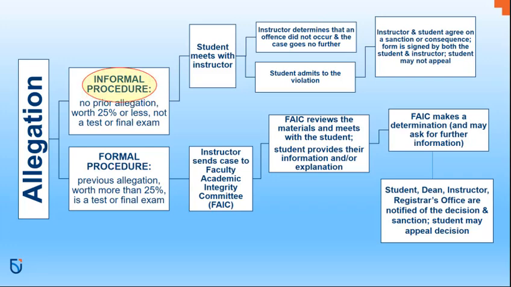If the informal procedure is followed, the student meets with the instructor to discuss the allegation. If the instructor determines that an offense did not occur, the case goes no further. If the student admits to the allegation, then the instructor and student agree on a sanction or consequence. An agreement form is signed by both the student and the instructor, which is then sent to the appropriate university offices. However, if the student and instructor do not agree on either the offense or sanction, then the case is sent to the Faculty Academic Integrity Committee for the formal procedure.